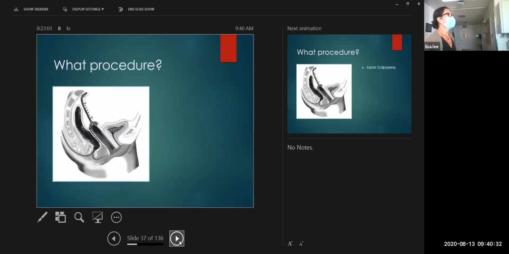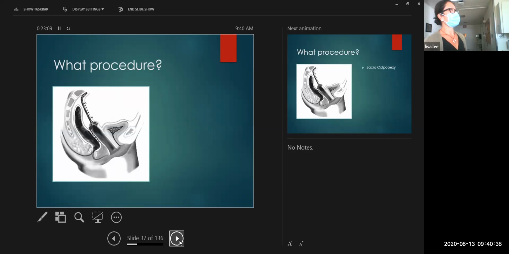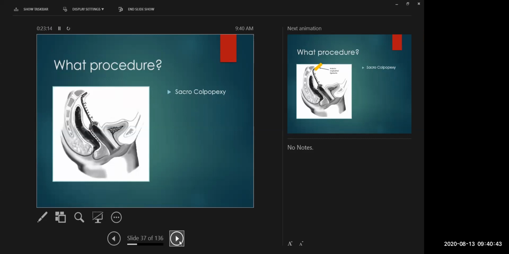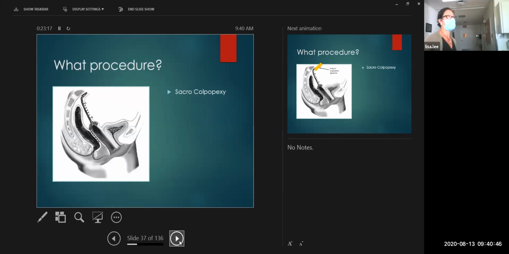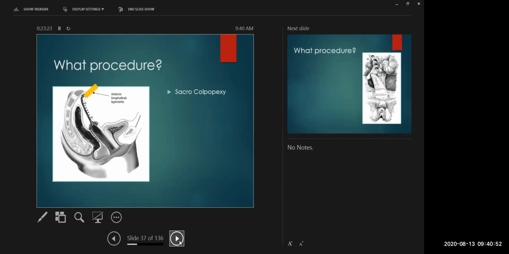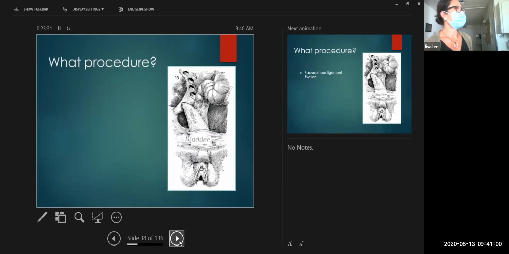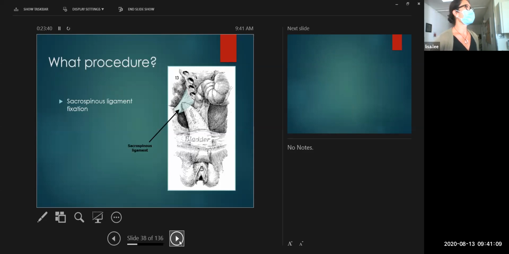Okay. What procedure is this one? Well, it could have been done robotically. It could have been done open. I haven't done this for 2 years, so they may not have seen it. But theoretically, it's a sacrocolpopexy. You're basically suspending the vagina to the anterior longitudinal ligaments. Okay, and then this one. Yeah, sacrospinous. The sacrospinous ligament is right there. Again, important to know that anatomy.